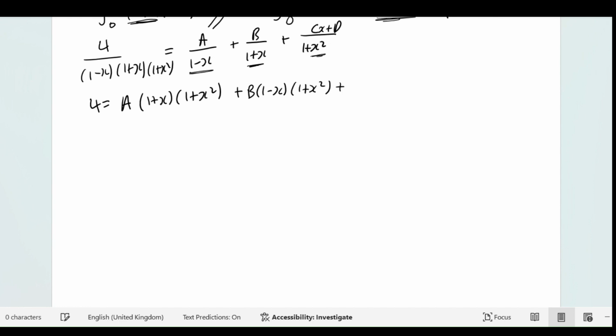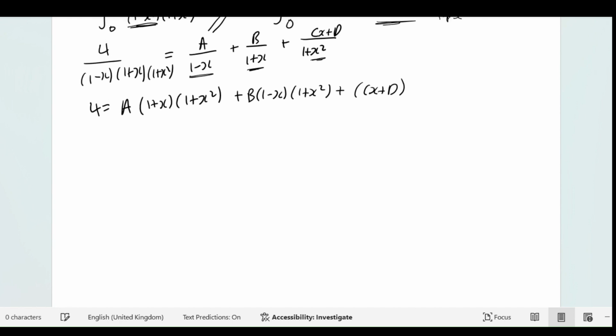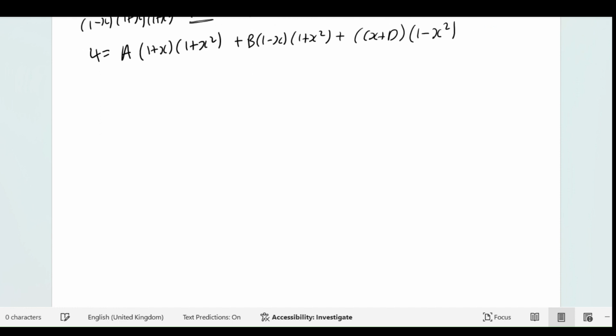Now in the Cx plus D term, I'm going to write that in brackets just to make it clearer, make sure I multiply everything and expand it all correctly. We've been given the 1 plus x term, so we need the other two terms, which is just 1 minus x squared. Because we expanded it out before, we're going to introduce it back now.